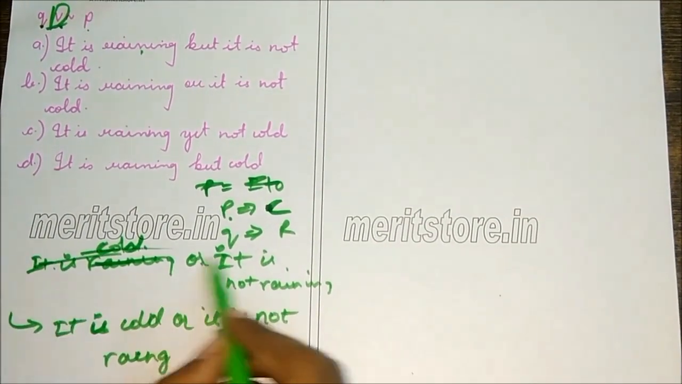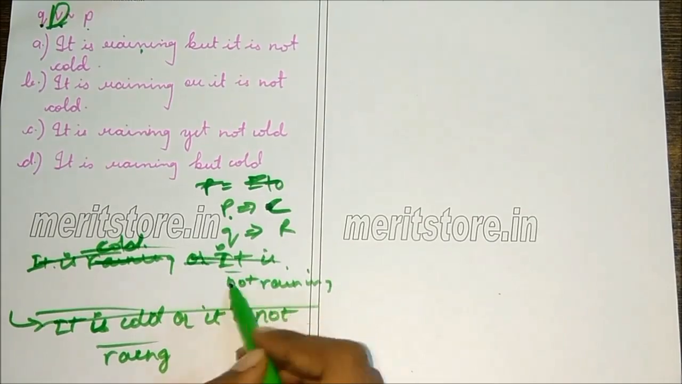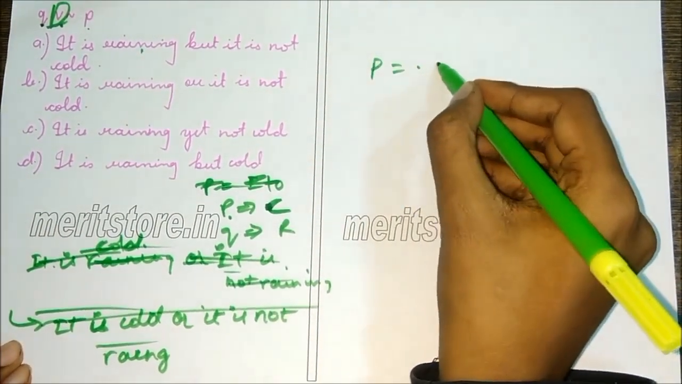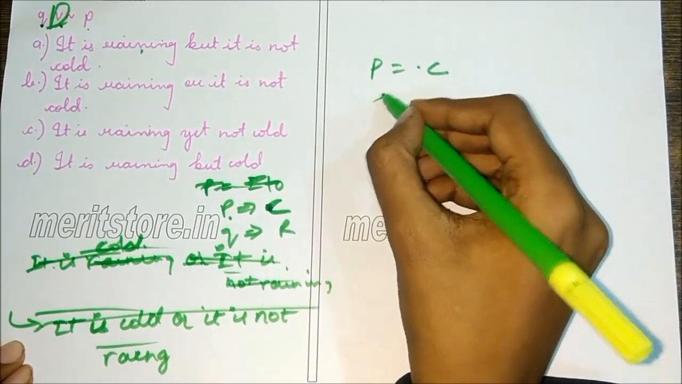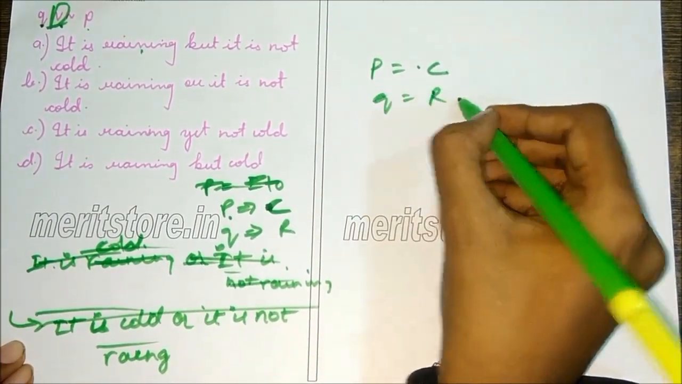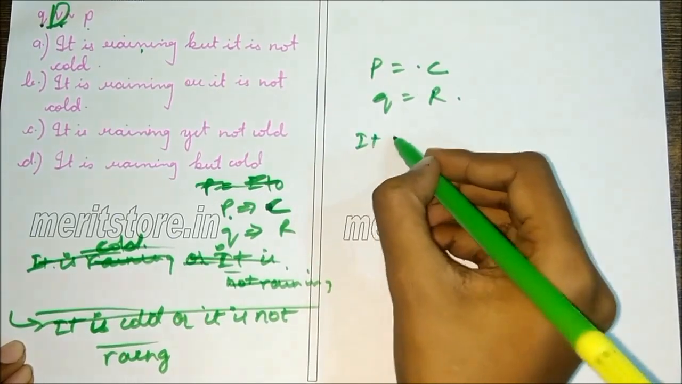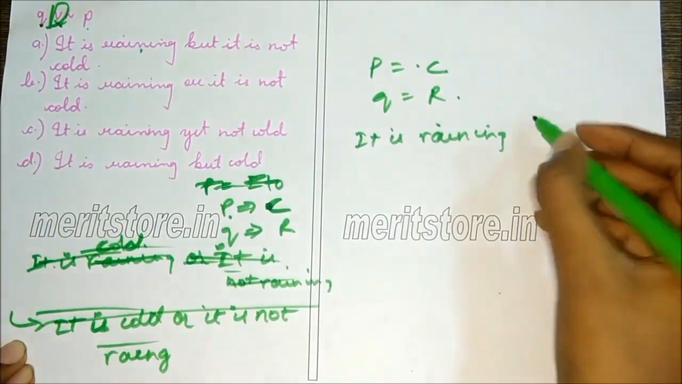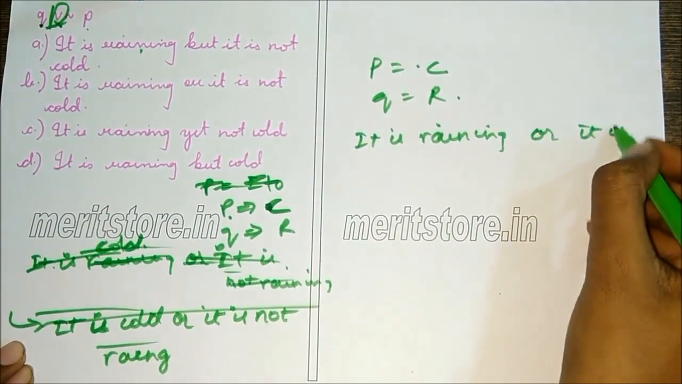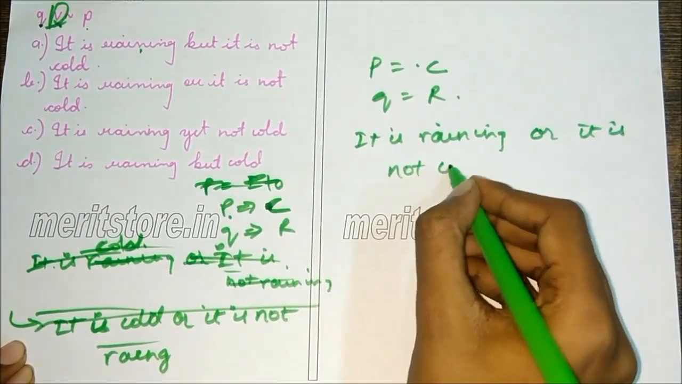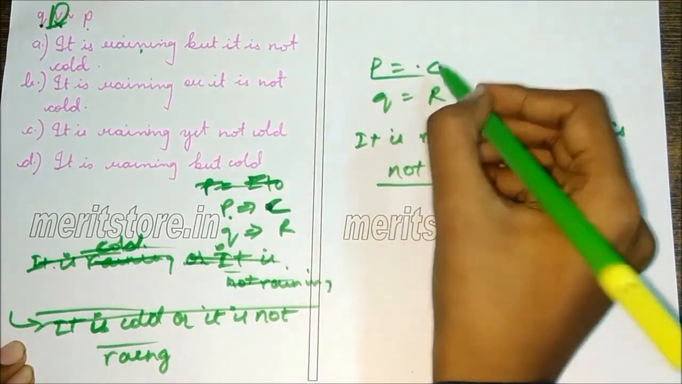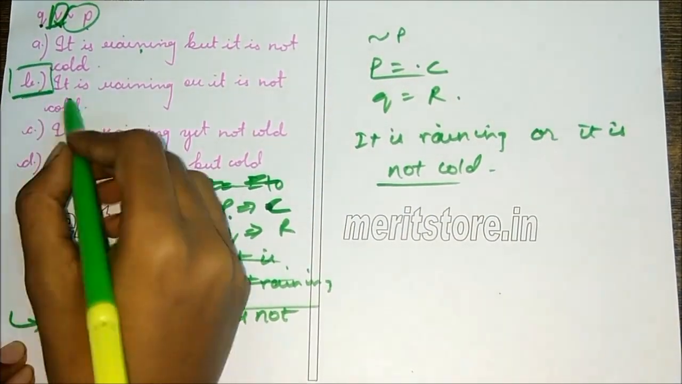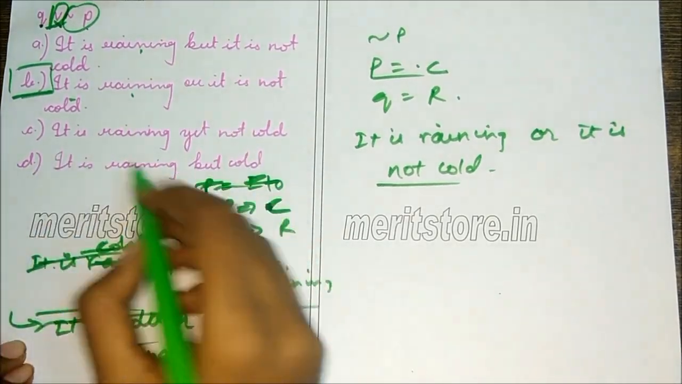Sorry, there is a mistake. Statement P is it is cold. Statement Q is it is raining. So Q is it is raining, or it is not cold. It is not cold is negation of P. So the answer is B. It is raining or it is not cold.